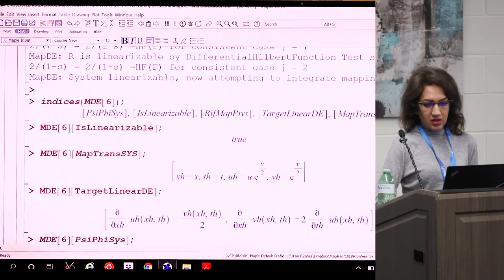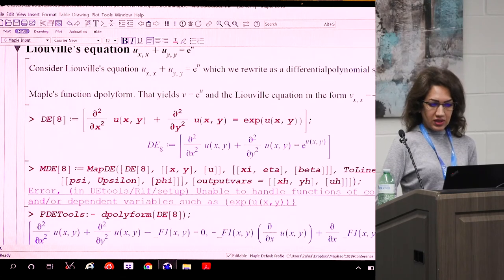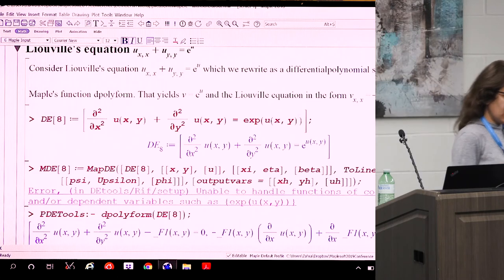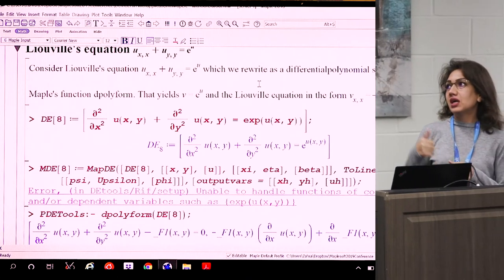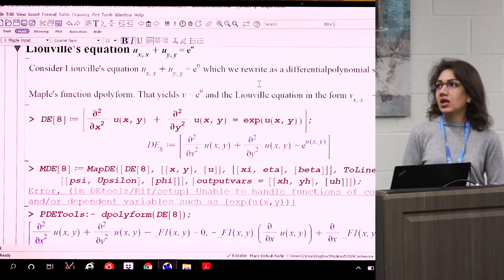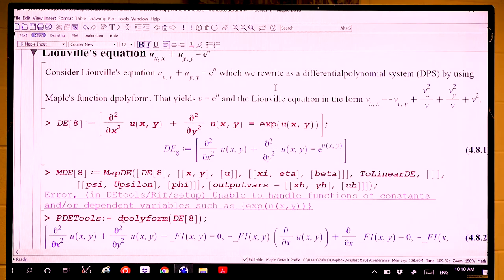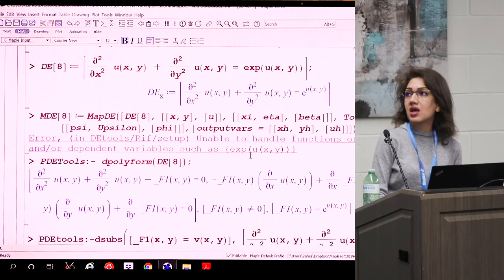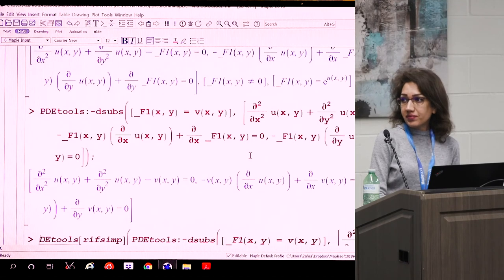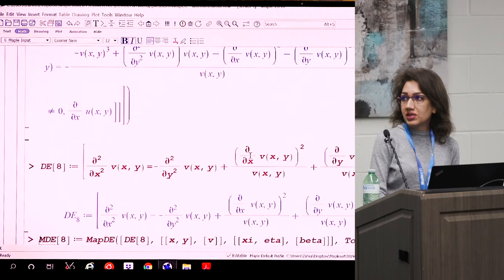many, many other nice equations, and I can show you an example, the Liouville equation. We had some restrictions on implementing MAPDE. At the moment, MAPDE works with differential polynomial systems, but it works for some of the equations, because we can use the DPolyForm command of Maple and convert this kind of system of equations to a polynomial equation, and we can use the mapping. As you can see, if I use this Liouville equation, MAPDE does not do anything on that, but we can use the DPolyForm of that and convert it to a polynomial differential equation. Yeah, that we have, and we can use MAPDE on that.